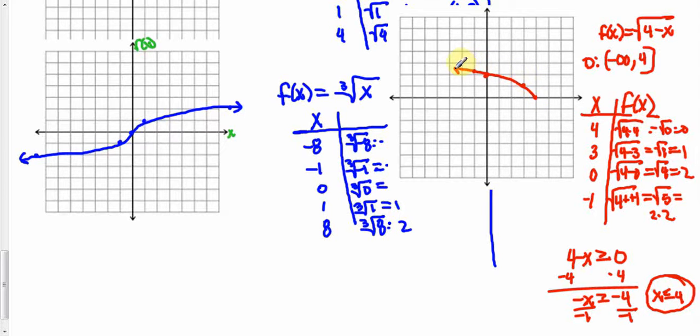So this one goes on forever and ever that way. I can't put an arrow on this end because that would mean I was choosing x values greater than 4, and I found out right here that x must be less than or equal to 4 in order to be square rootable. Okay?